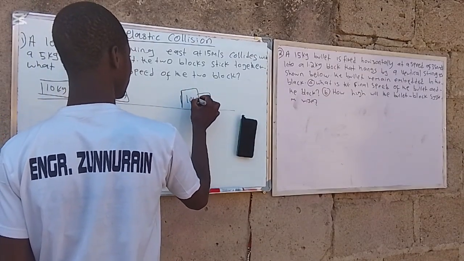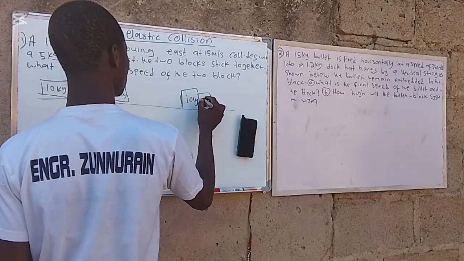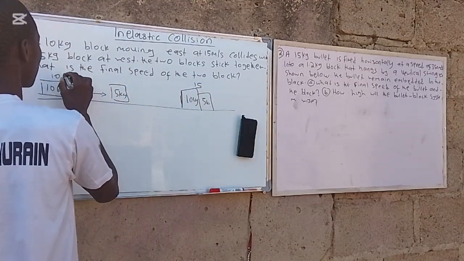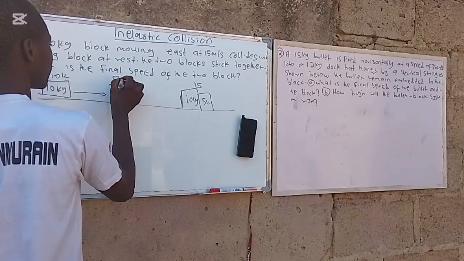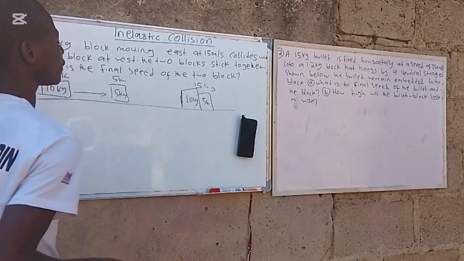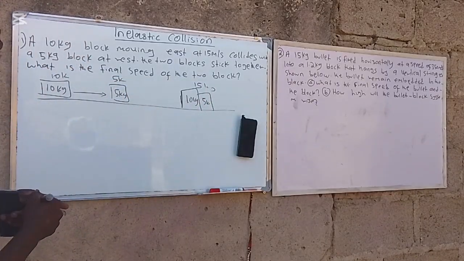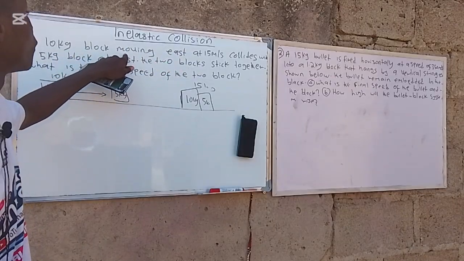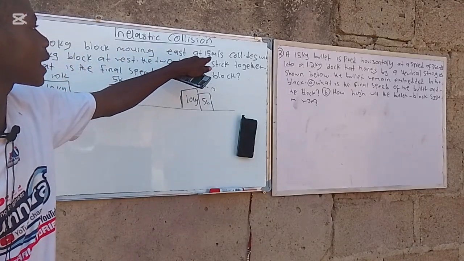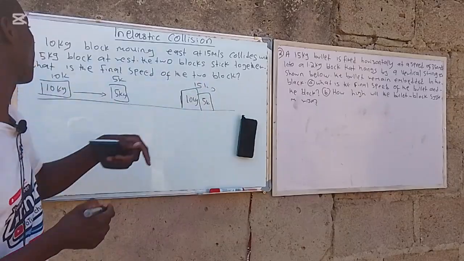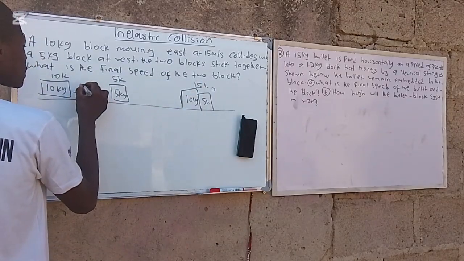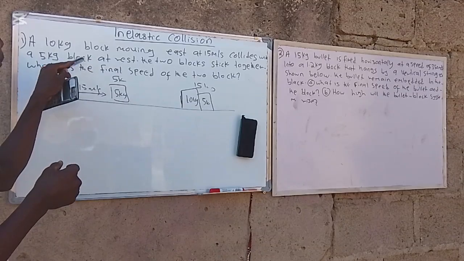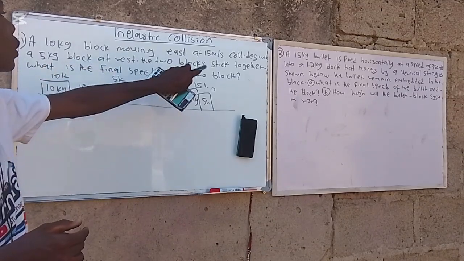This is 10 kg and this is 5 kg. So this should now become 15 kg. So it moves east. The 10 kg block is moving east at 15 meters per second to collide with this block at rest. The two blocks are then together.